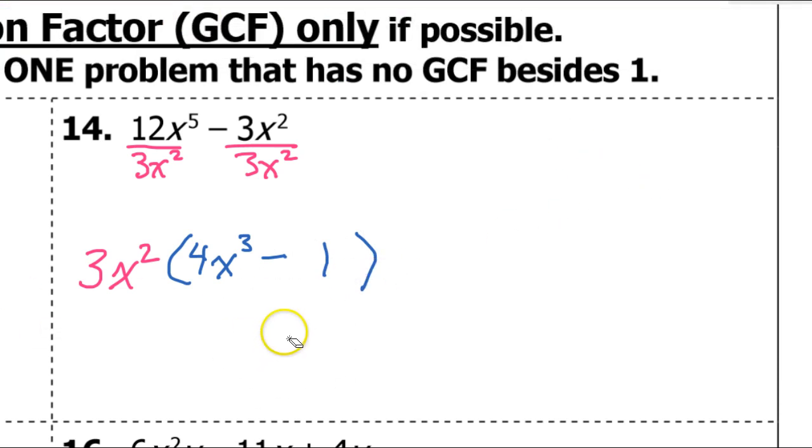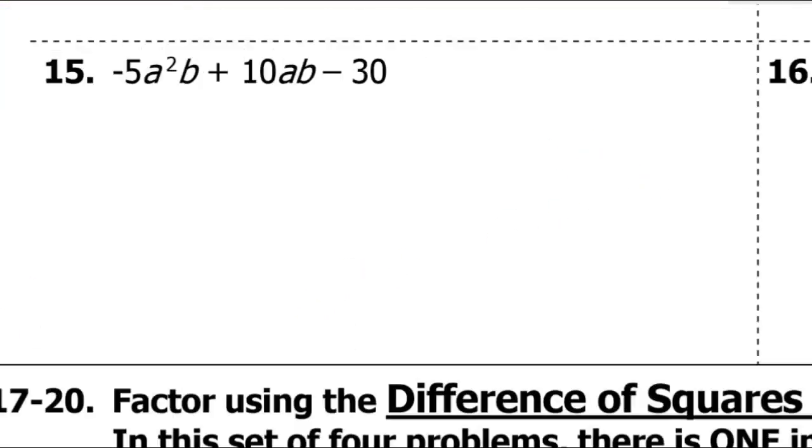So that's the final answer. For number 15, let's start with the variable part. Do all of the terms have a's in them? No, the last term has no a's. Do all of the terms have b's in them? No, the last term has no b's. So there will be no variables in the GCF.